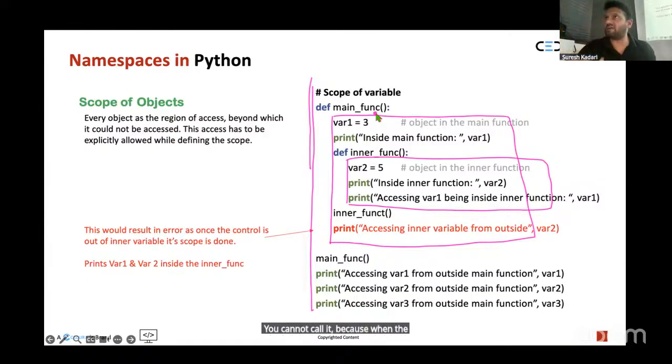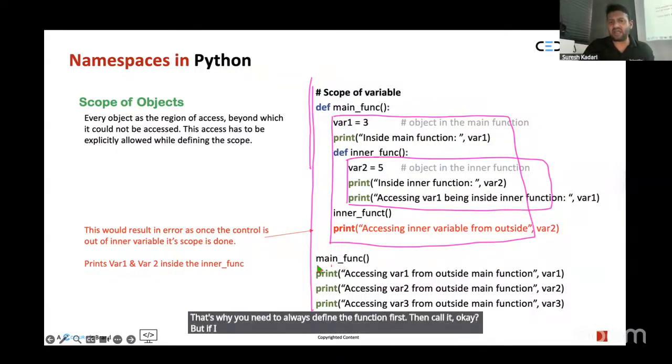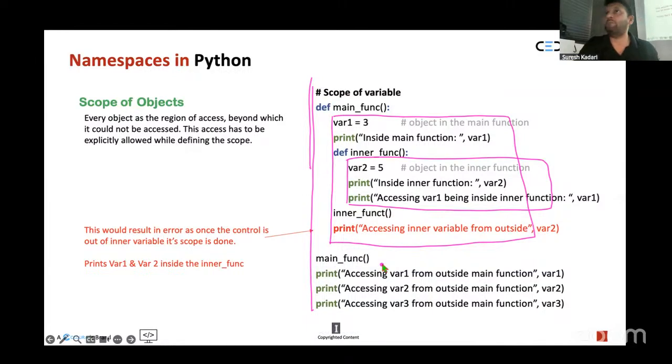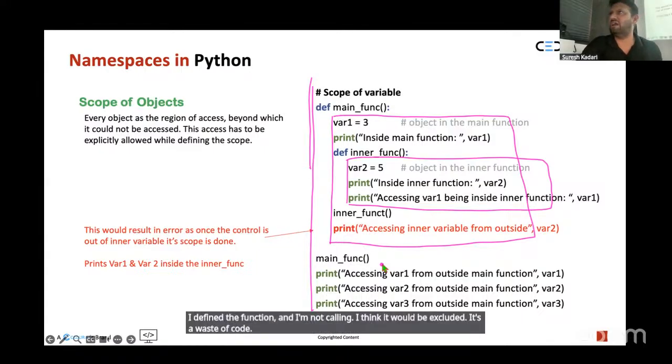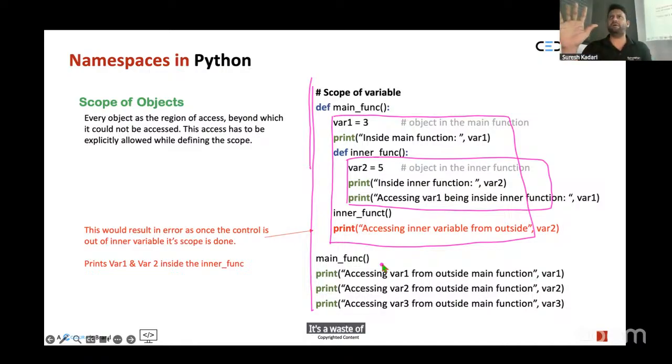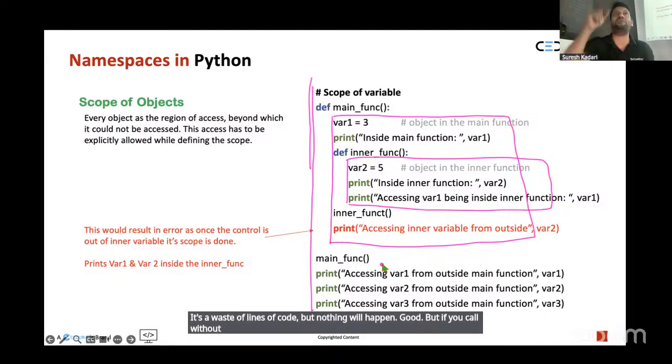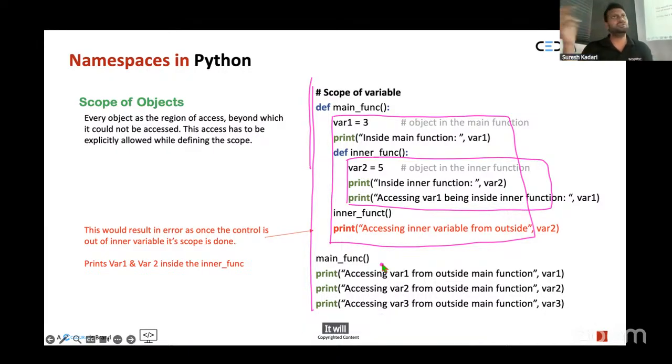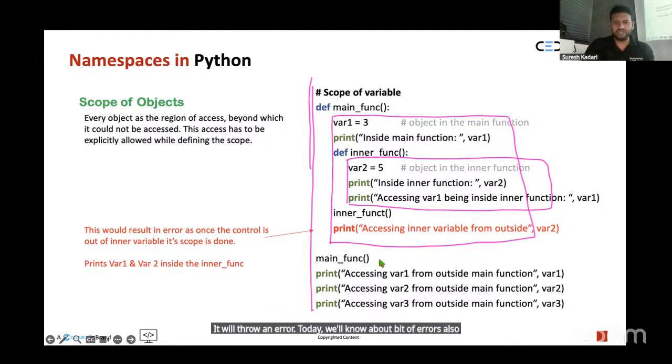Because when the Python interpreter, the Python PVM, is going through, it knows the structure. It knows that the function exists, but it won't execute it. That's why you need to always define the function first, then call it. But if I define the function and don't call it, what will happen? Nothing. It won't be executed. It's a waste of lines of code, but nothing will happen. But if you call without having a function defined, it will throw an error. Today we'll learn a bit about errors also. So we have a lot to learn.